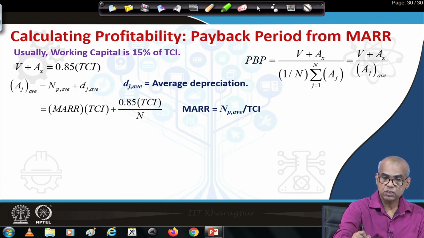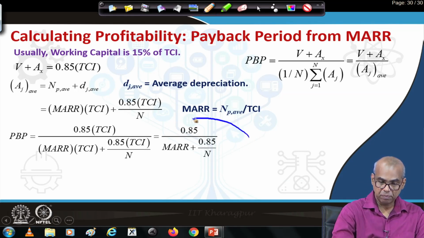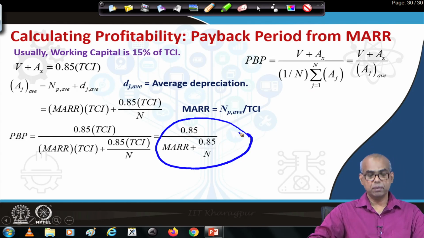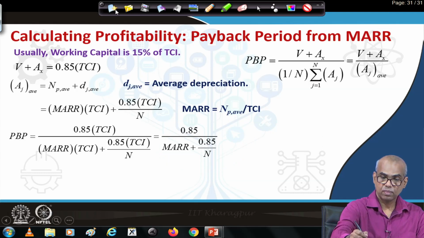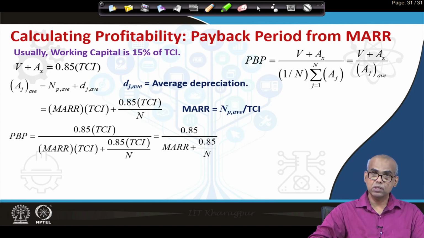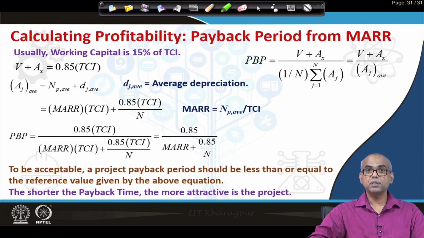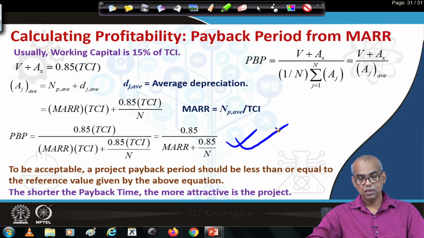So, let us put these values. After simplification, you will get the payback period as 0.85 divided by minimum acceptable rate of return plus 0.85 divided by n. So, this is how you can compute the payback period for a chosen minimum acceptable rate of return. To be acceptable, a project payback period should be less than or at least equal to the reference value given by this equation. The shorter the payback time, the more attractive is the project.